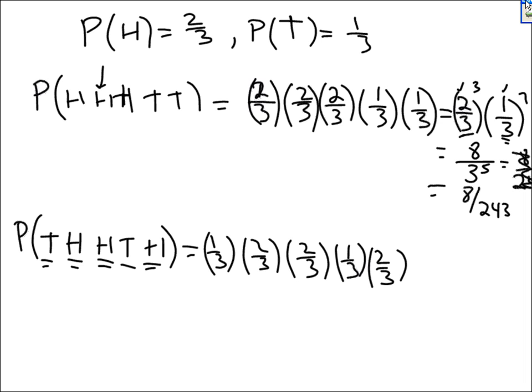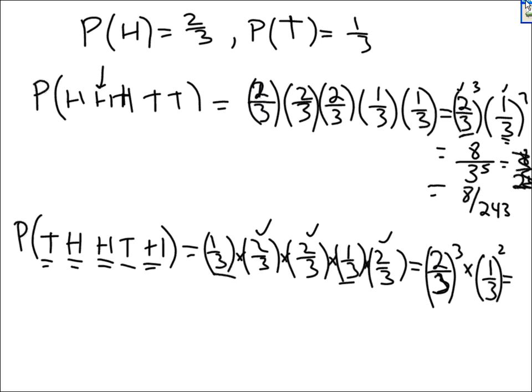Now in multiplication, whether it's fractions or not, the order in which you multiply is always up to you. Well, I want to multiply the 2/3s first, and there are 3 of them. That's 2/3 cubed. And then I multiply it by the two 1/3s, 1/3 squared. But this is exactly what we did on the problem right above. We're still getting 8 over 243.